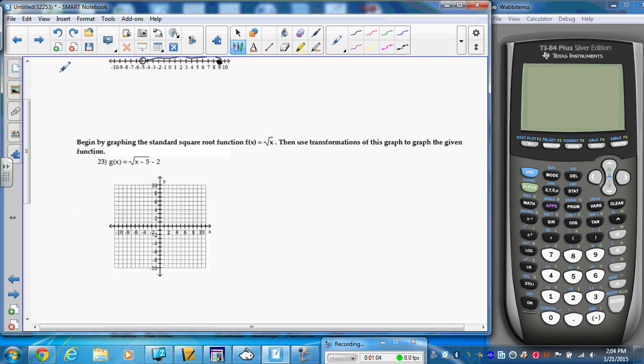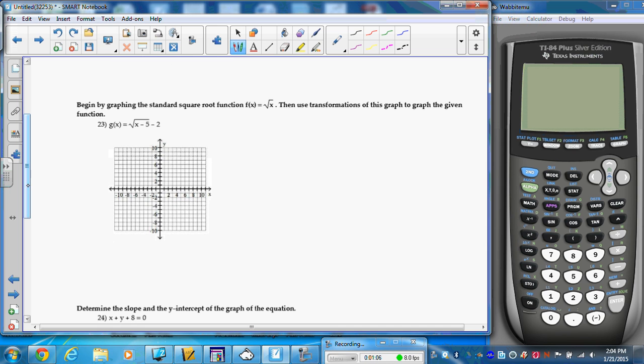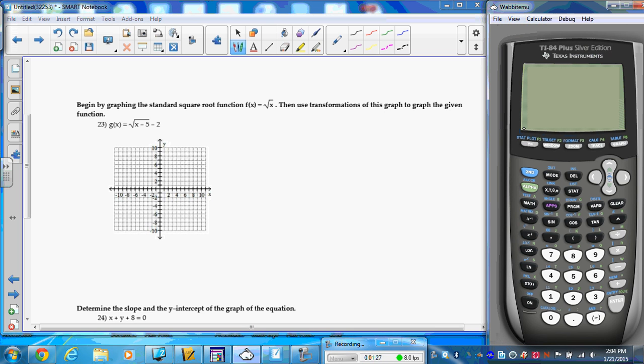Question 23. We're going to begin by graphing the square root function. So the square root function looks like this. And then we're going to transform this down 2. So you can take a look at your graph on the calculator, but many of us did not need to do that because this is simply x minus 5, down 2. So let's take a look.